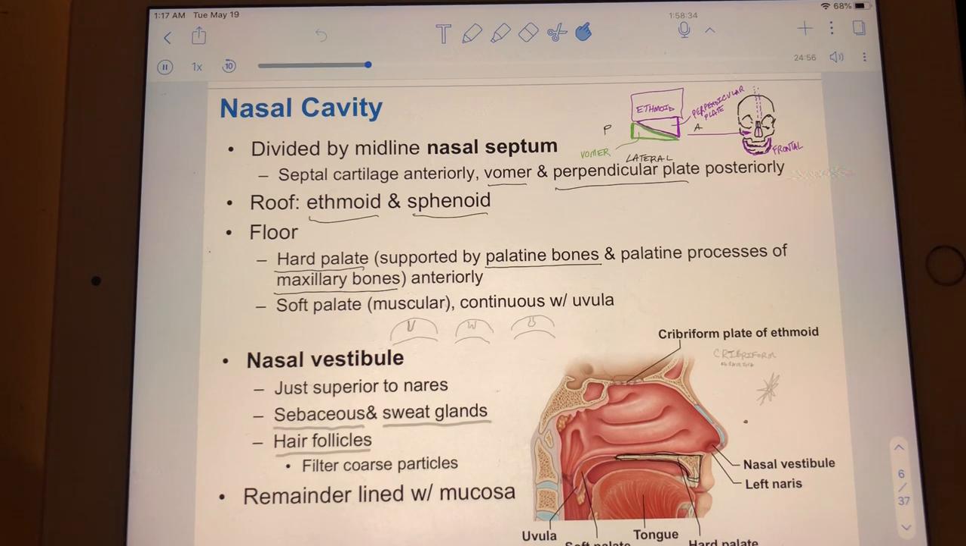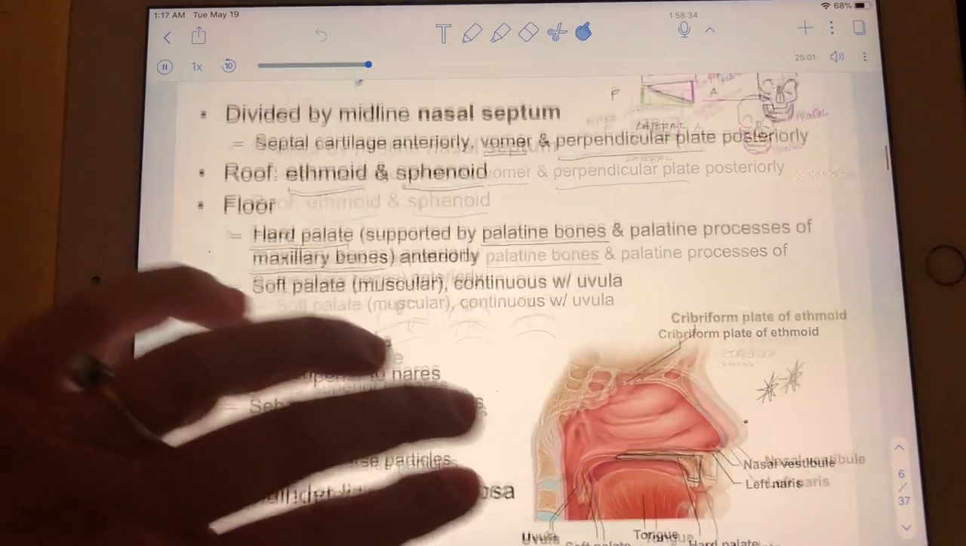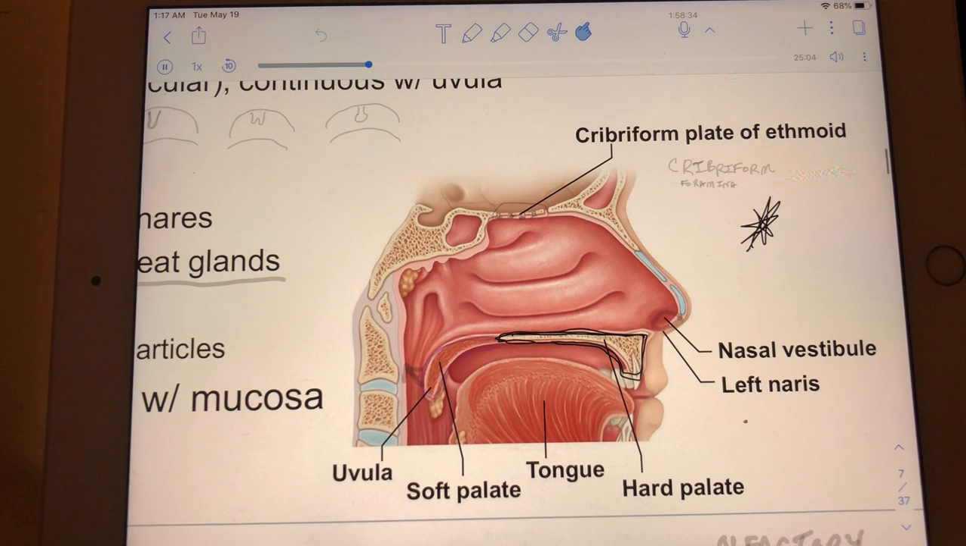And in this particular section, which is a sagittal view, we can really see how the ethmoid is making up the roof, because sure enough, this section takes us through the cribriform plate. And these little passageways in the cribriform plate, which are far more numerous than one section would suggest, are called cribriform foramina.